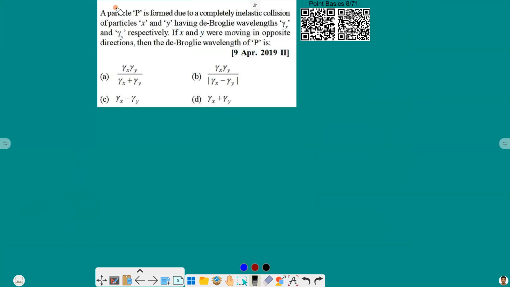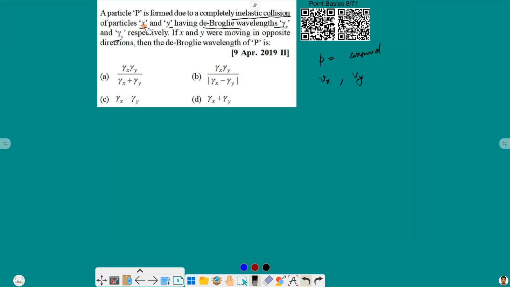Moving to the next. A particle P is formed due to completely inelastic collision of particles X and Y having de Broglie wavelengths gamma X and gamma Y respectively. If X and Y are moving in the opposite direction, then the de Broglie wavelength of P is? Now as we can see, we have a completely inelastic collision here, so momentum will be conserved. Both are moving in opposite directions, so let's say the velocity of x is vx, and the velocity of y is vy.